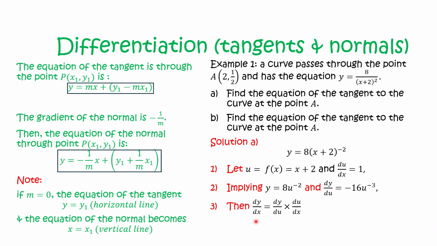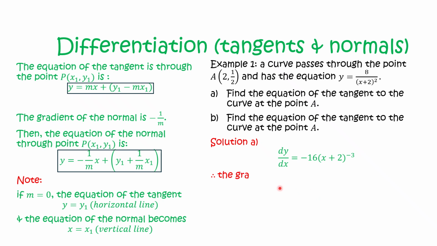The final step. In order for us to find dy/dx, we substitute the dy/du and the du/dx. We know our dy/du from step number 2, which was minus 16u to the power minus 3, and our du/dx was equal to 1. We multiply, and we also substitute back for u with x plus 2 from step number 1, implying that our dy/dx is equal to minus 16 times (x plus 2) to the power minus 3.